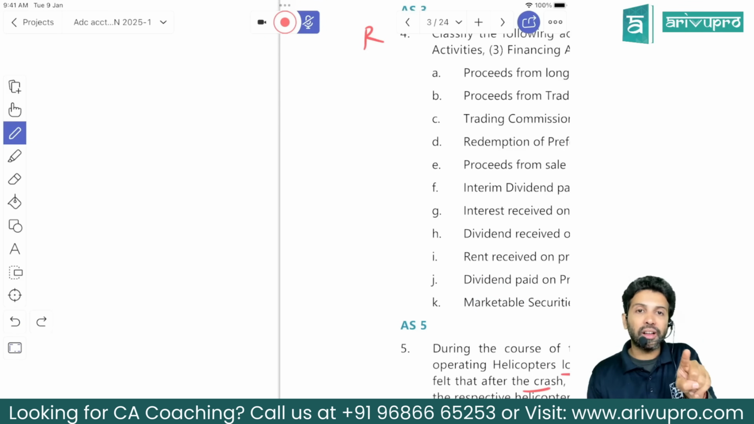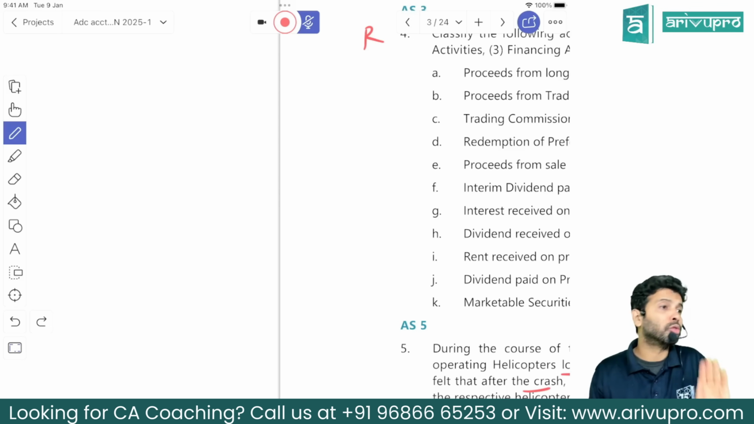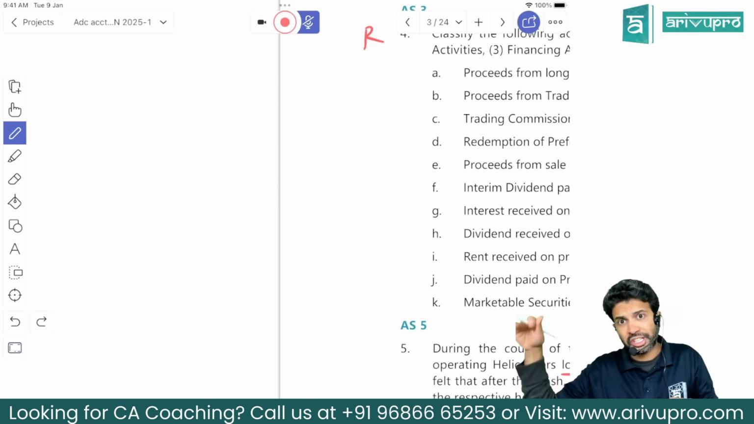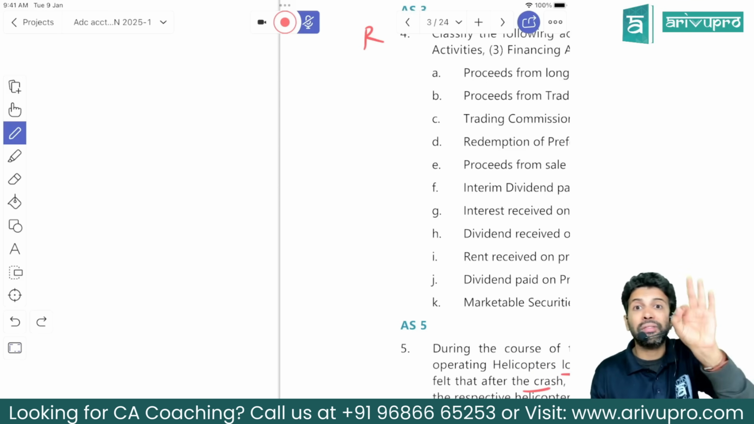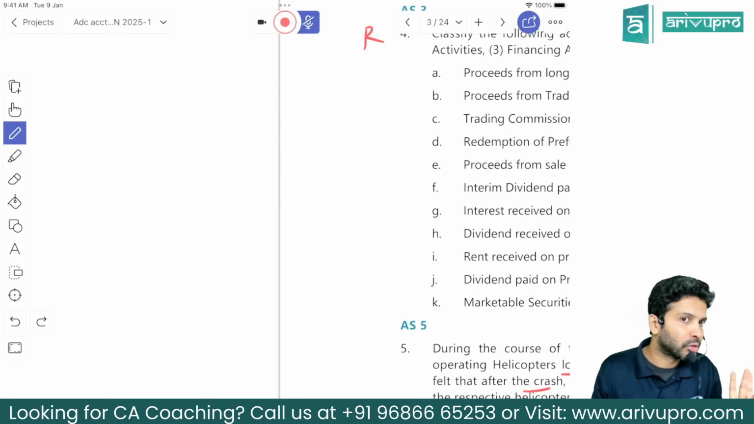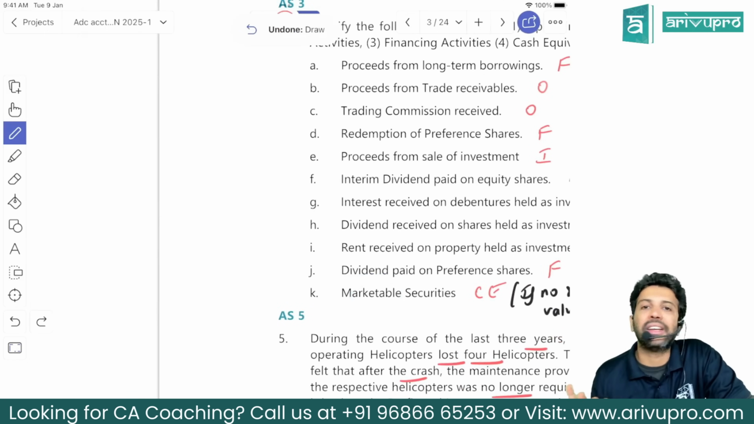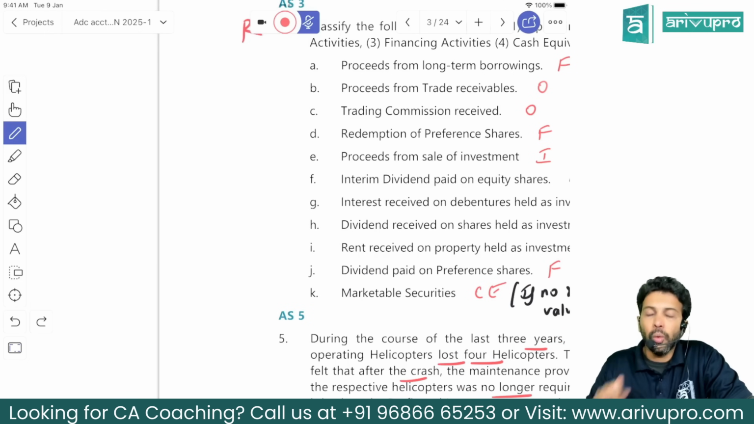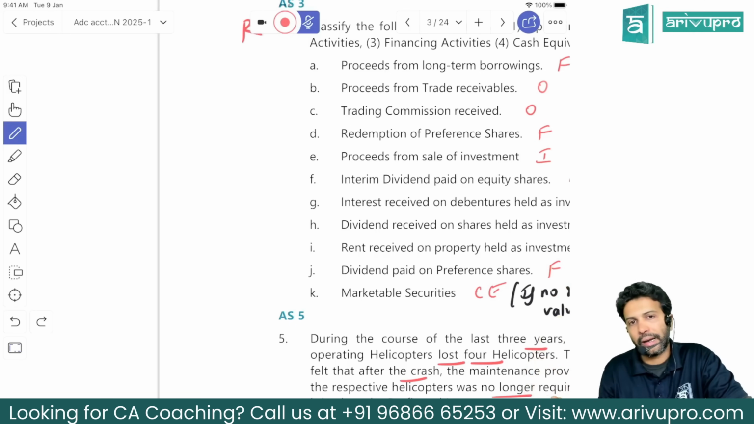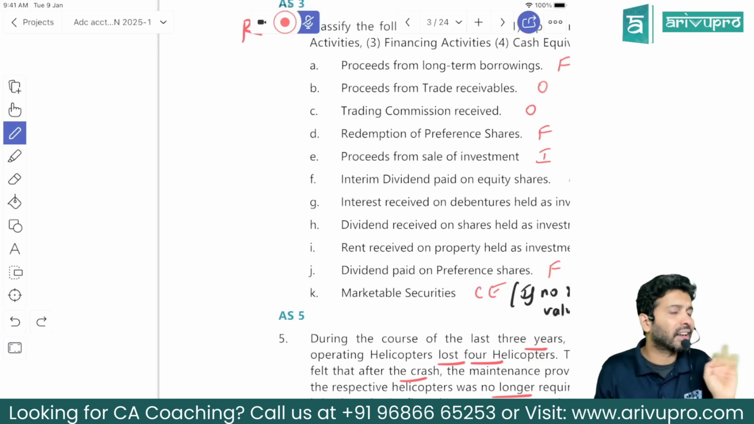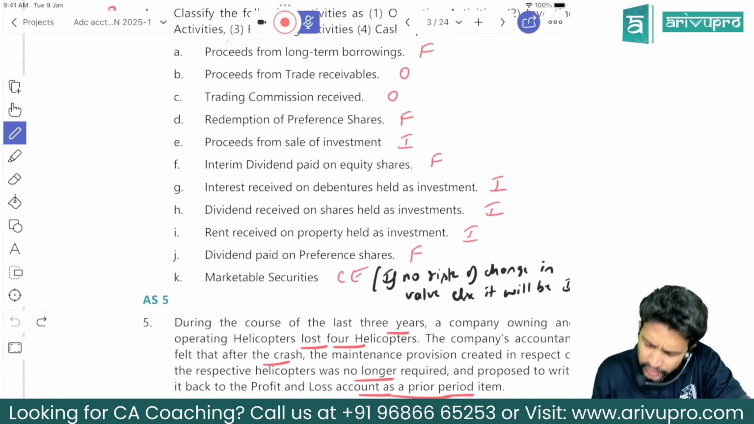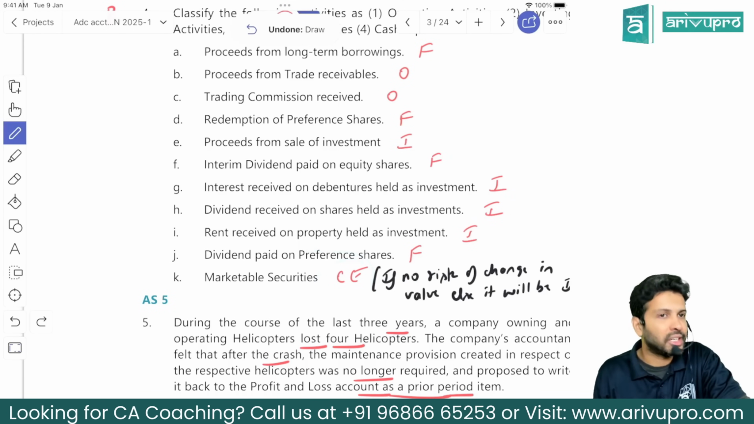Cash equivalent means what? They are highly liquid instruments whose maturity period is less than 3 months, and they should not have significant value change risk. Yes, no? So this marketable security, they have not given any information, meaning whether its value will change frequently or not, or significantly or not. Data given or not given? Not given. So they have directly classified this to be cash equivalent.